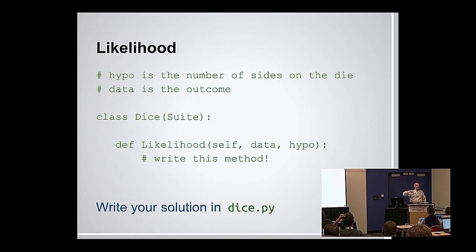If you go into the repository, you'll find a file called dice.py. It has everything you need to solve this problem except the likelihood method. Your job is to fill it in.